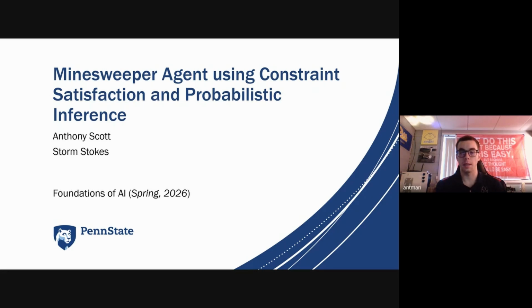How do we mathematically force a machine to make the safest possible decision when its sensors are lying to it or when the data is fundamentally incomplete? I'll now pass it over to Storm to explain why we chose this specific environment, Minesweeper.